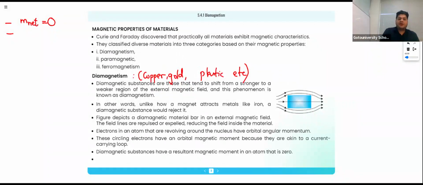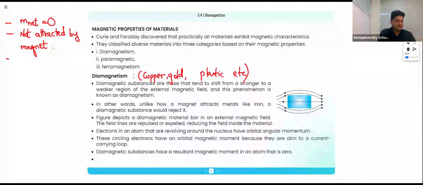So for diamagnetism, net magnetic dipole moment will be 0. Examples are copper, gold, plastic, etc. Second one, these substances are not attracted by magnet. Yes.